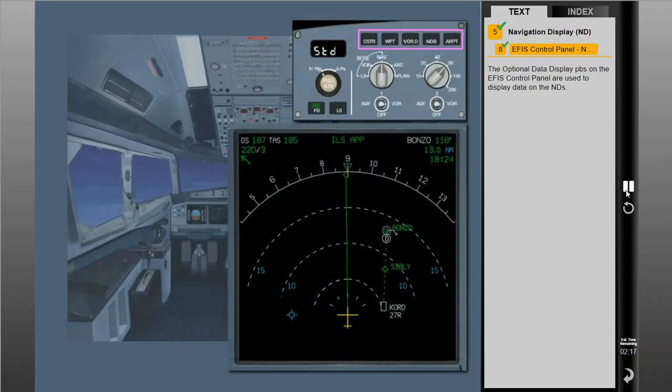The optional data display push buttons on the EFIS control panel are used to display data on the NDs. Information can only be displayed in the ROSE nav, arc, or plan modes. When selected, a green light illuminates within these push buttons.